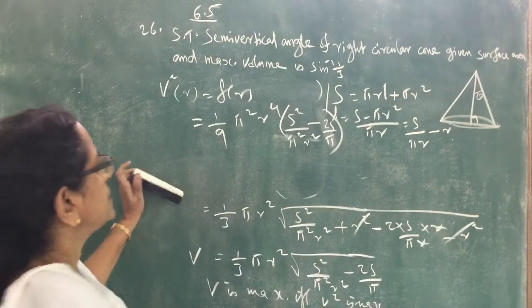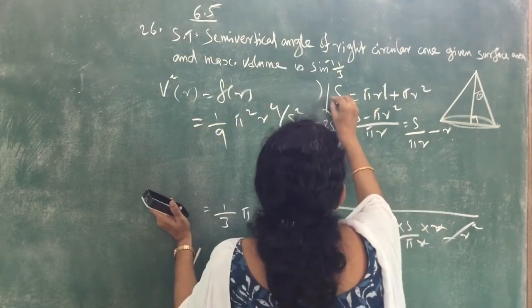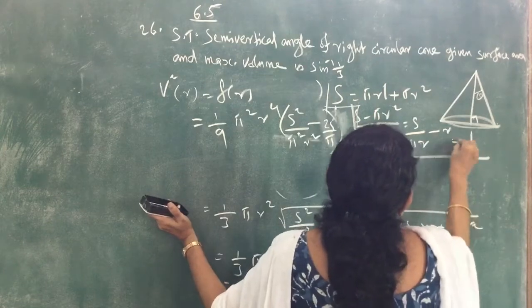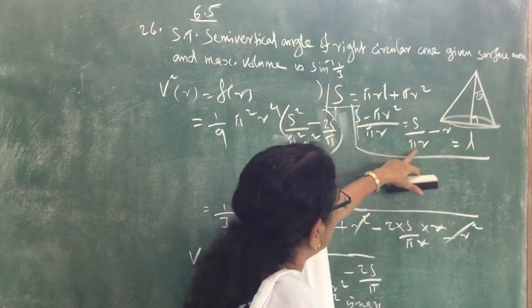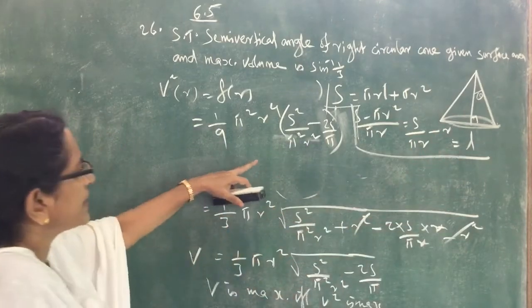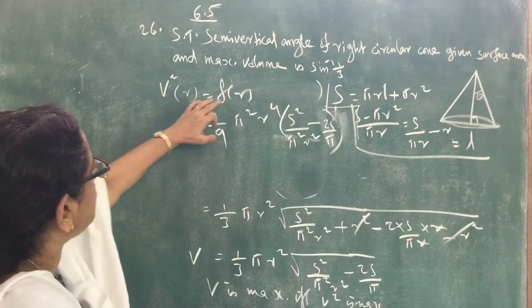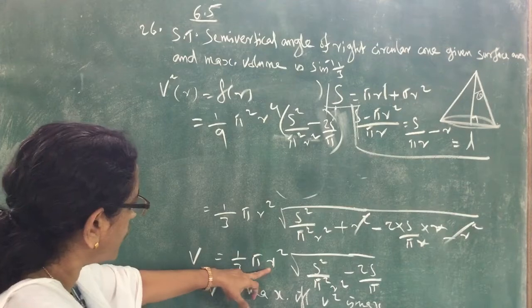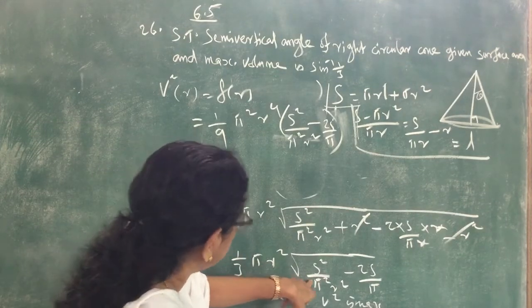So we got, L equal to S minus pi R square by pi R, that is S by pi R minus R. Now we can simplify this. So F of R equal to 1 by 9 pi square R raised to 4 into S square by pi square R square minus 2S by pi.